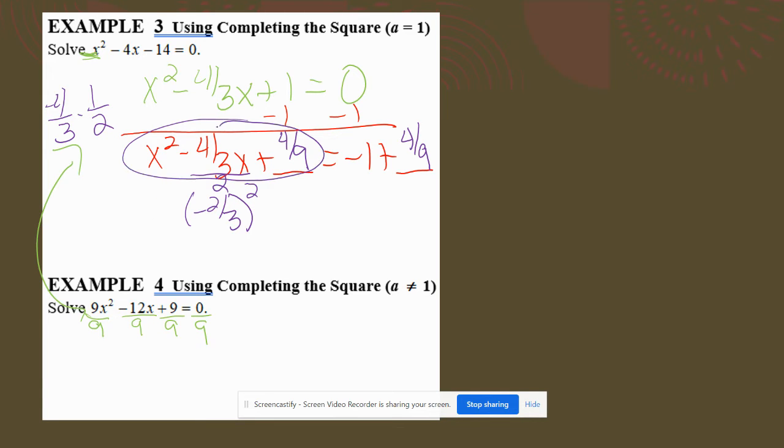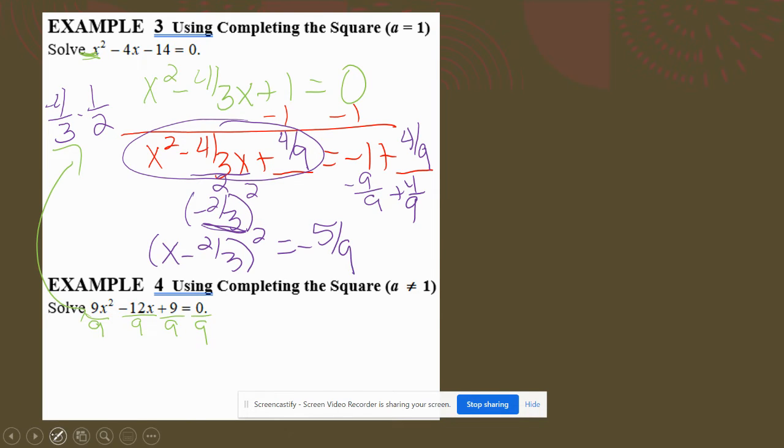If I factor this side, now this is where that shortcut comes in handy. The factors of positive 4 ninths that add to negative 4 thirds would be a little tricky to do in our heads. So knowing that we take whatever we have here and put the x with it, and then negative 1 plus 4 ninths, that's negative 9 ninths plus 4 ninths, which is negative 5 ninths.